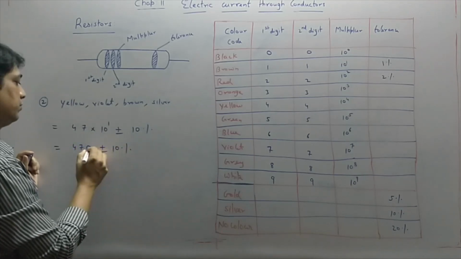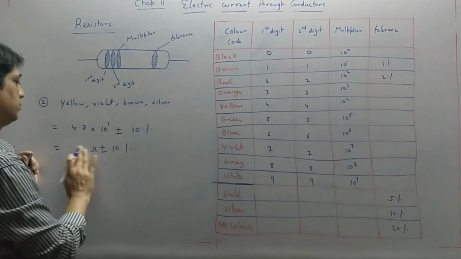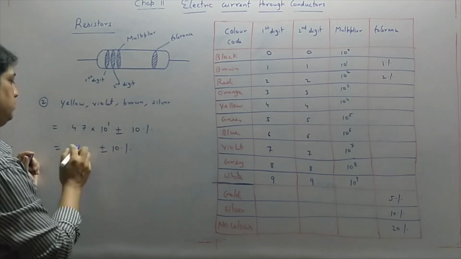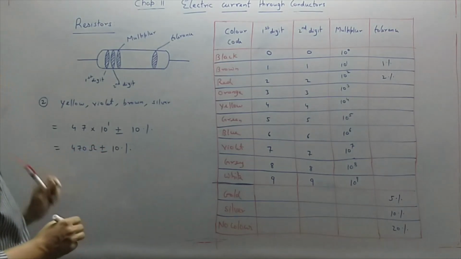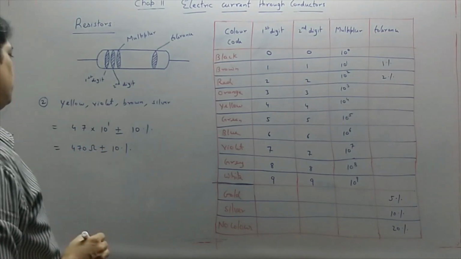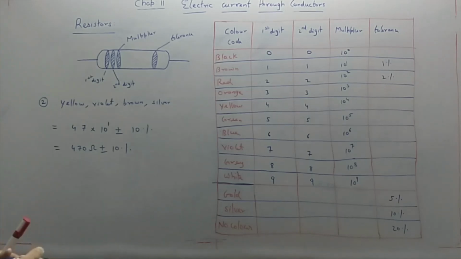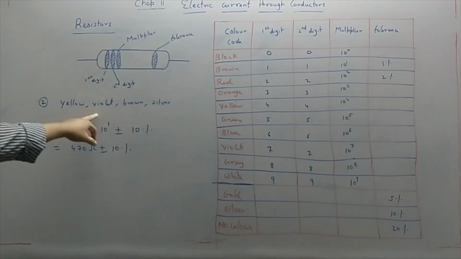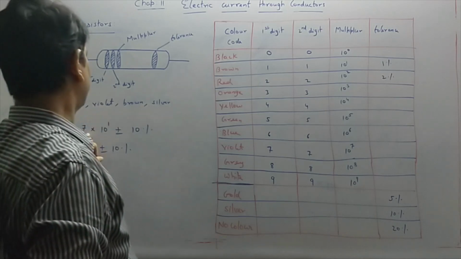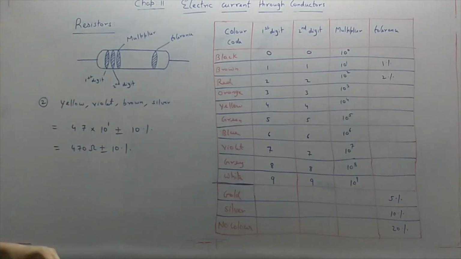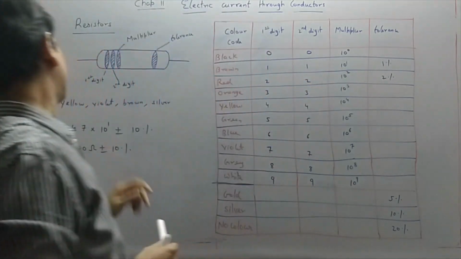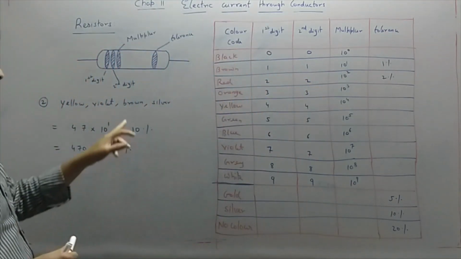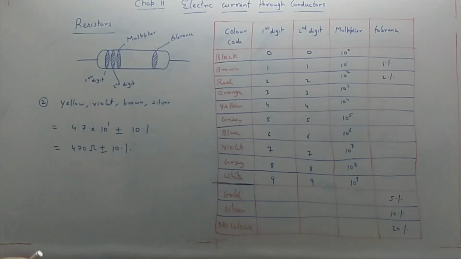Yellow is 4, violet is 7, brown is 10 to 1, and plus minus 10% is silver. So 470 ohms plus minus 10% is your answer.